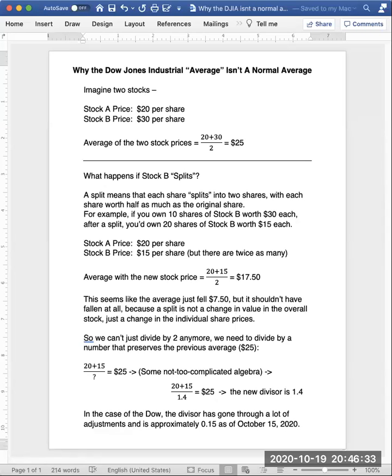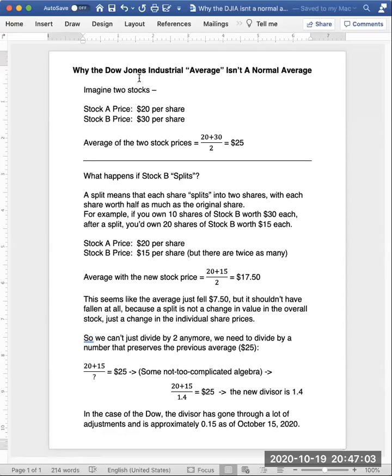Woohoo! This is Math 75, and this is video number 2 talking about why the Dow Jones Industrial Average isn't a normal average. Because when you add up all of the different stock prices, you don't just divide by 30 to get the Dow Jones Industrial Average, you divide by something close to 0.15. So, what the heck is happening there?